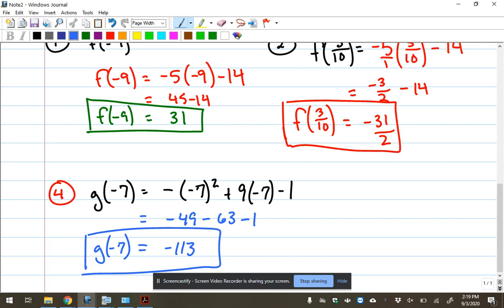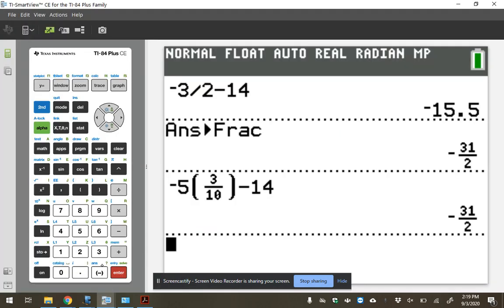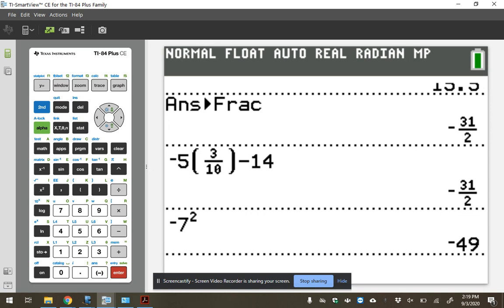Be careful right there on the negative in the parentheses. Be careful, because if you're typing that in on your graphing calculator, if you just type negative 7 and then hit squared, it gets you negative 49. But if you meant to square negative 7, like we're doing in this problem, what happens every time you square a number? The answer should be what?